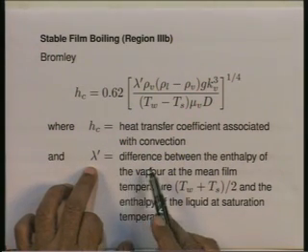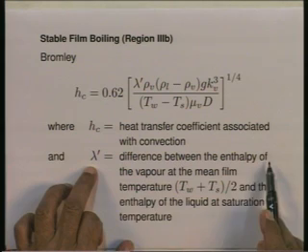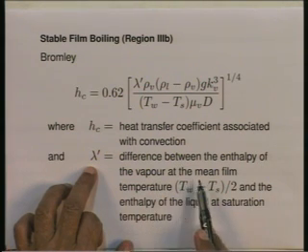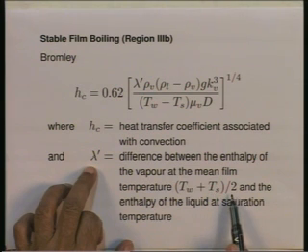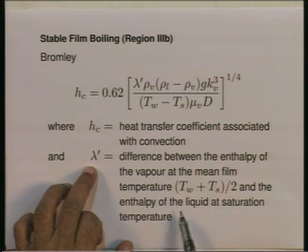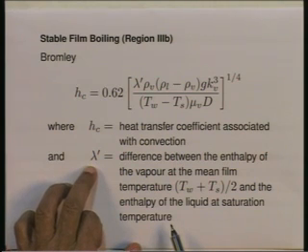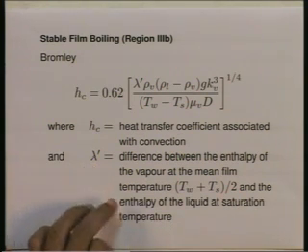Lambda dash is the difference between the enthalpy of the vapor at the mean film temperature (T w plus T s) by 2 and the enthalpy of the liquid at saturation temperature. This is the definition of lambda dash. So, it is not just latent heat of vaporization, it is latent heat plus an enthalpy of vapor associated with superheat of the vapor. That has to be taken into account.